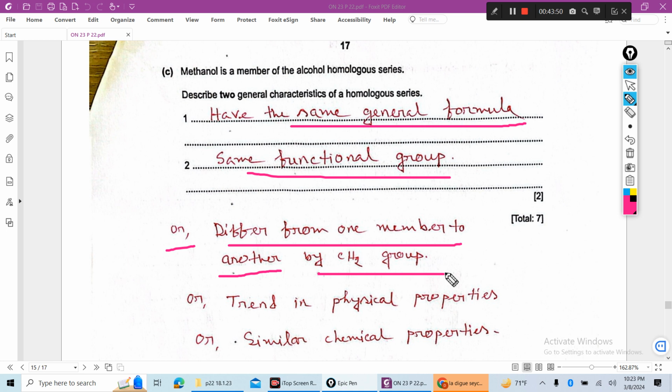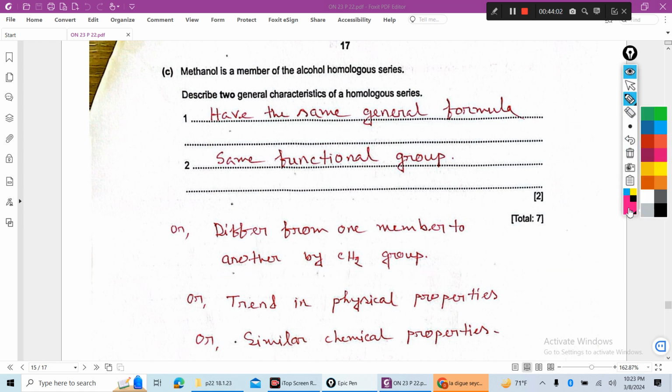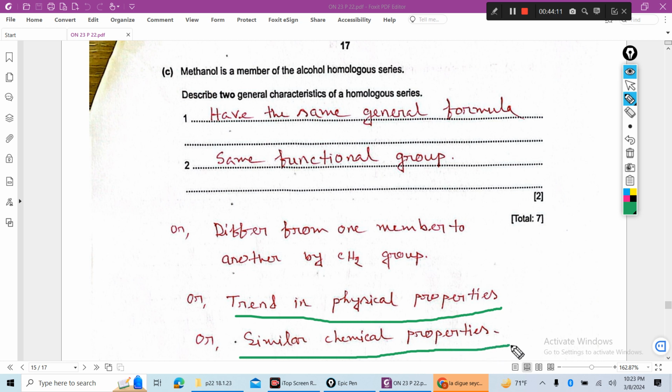One is different from the next by a CH2 group. Or you can write trend in physical properties, or you can write similar chemical properties. These are the characteristics of homologous series.